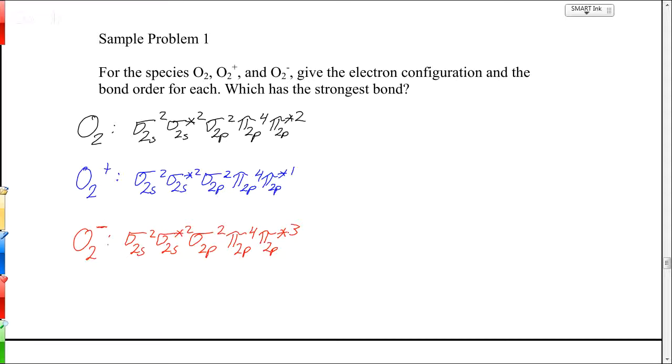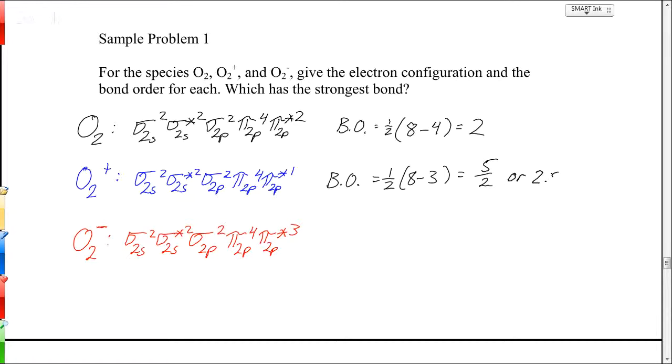All right, so all of these then we can calculate the bond order by subtracting the bonding orbitals, that's anything not starred, with the things that are starred. So that's 8 minus 4. That's a bond order of 2. So this one has one fewer, just 2.5. And this bond order, so which has the strongest bond? O2 plus, right? The middle one. Just 2.5, the highest bond order.